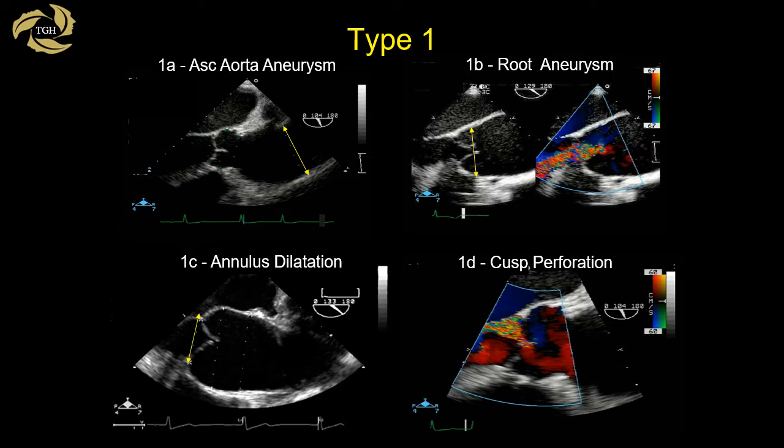Of note, annular dilatation in the absence of STJ dilatation does not result in AI, but reduces commissural height. Thus, isolated STJ dilatation may result in AI.